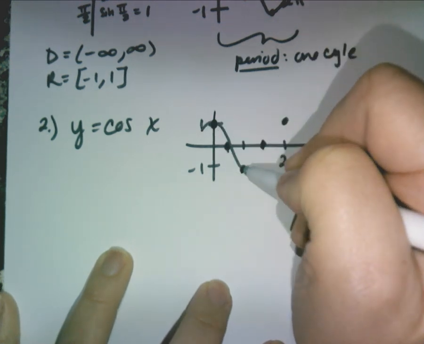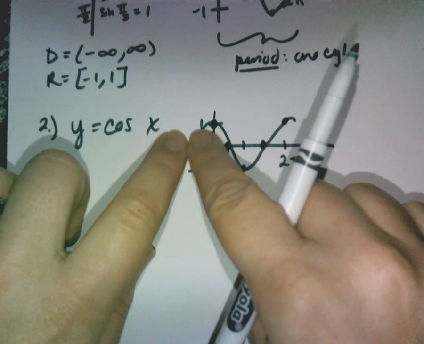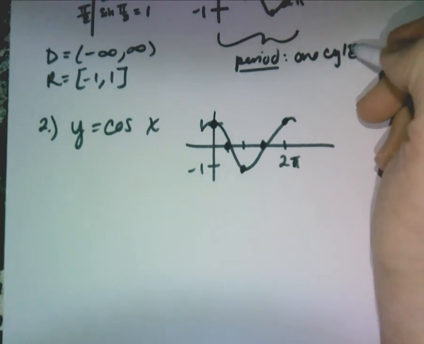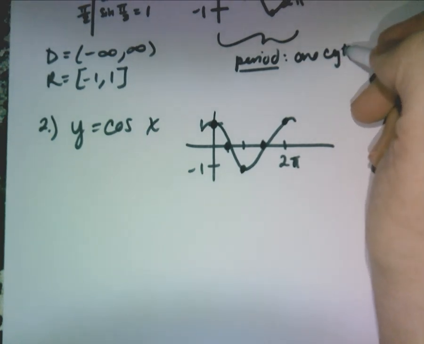Cosine looks like what some people call a cup. It still will continue that pattern. What does it say for that period on the top one? Period, 1 cycle. Sorry. 1 cycle. Actually, I misspelled cycle. Sorry. Thank you. Cycle.